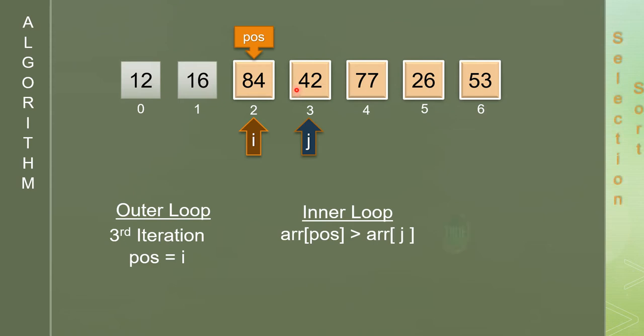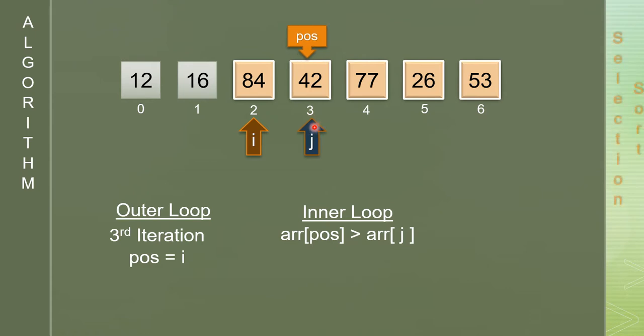Now the condition is true. Since the condition is true, you know that you have an element which is smaller than the position value. So you are going to assign position equal to j. Now you are going to shift the position value to the j value, right? So this is what is going to happen here.